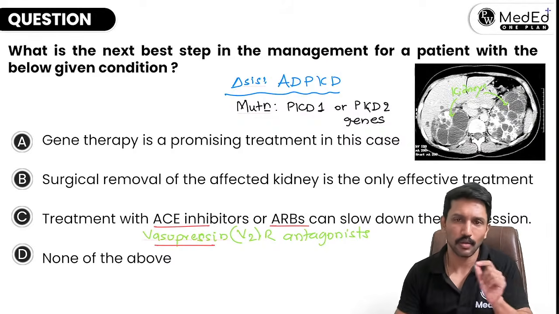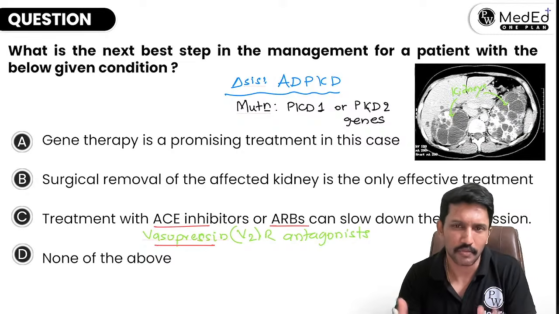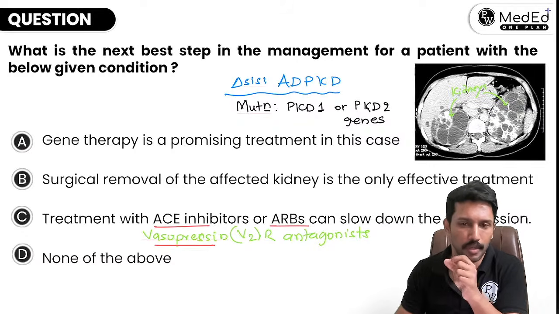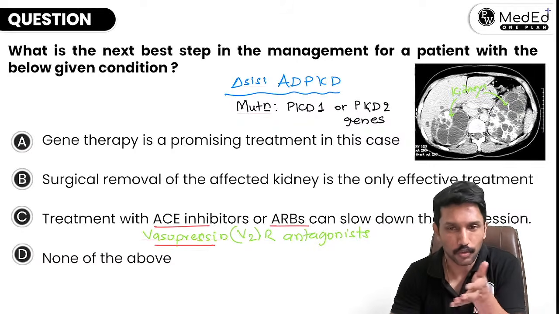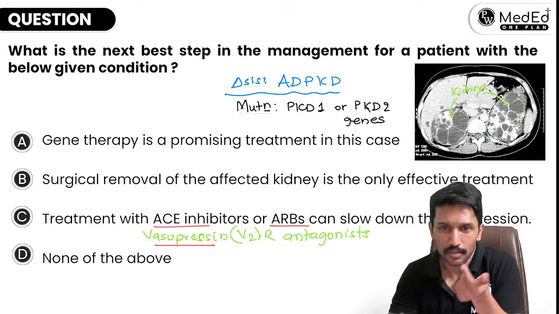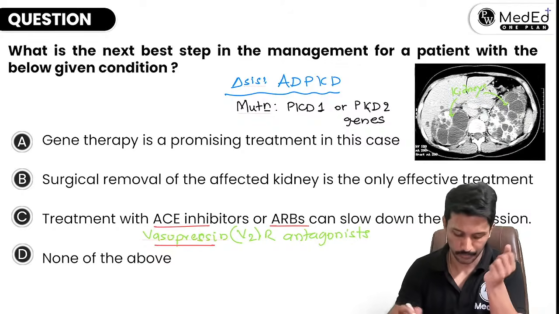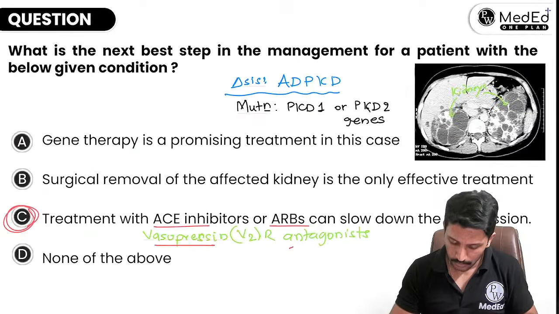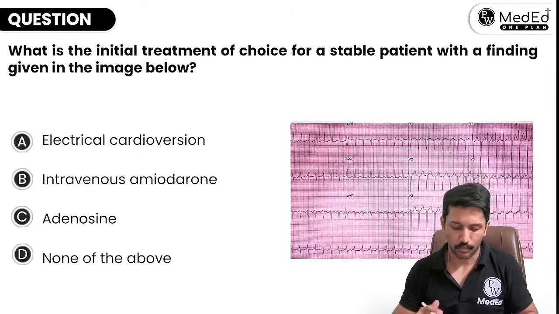Very good. Tolvaptan or conivaptan. Conivaptan is given as an IV infusion, so not suitable for daily use. We do use it for treatment of the SIADH or hyponatremia, but tolvaptan is orally available, so can be used here. So option C is going to be our answer. Example, tolvaptan. They also slow down the disease progression.